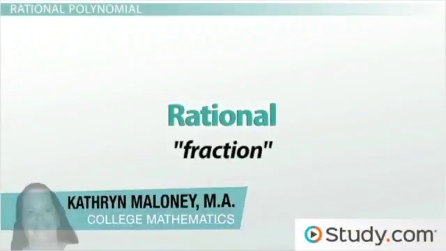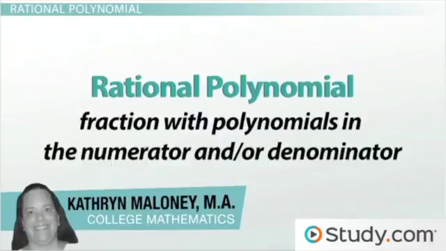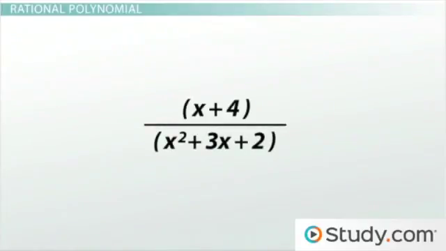The word rational means fraction, so a rational polynomial is a fraction with polynomials in the numerator (top) and/or denominator (bottom). Here's an example of a rational polynomial: x plus 4 divided by x squared plus 3x plus 2.